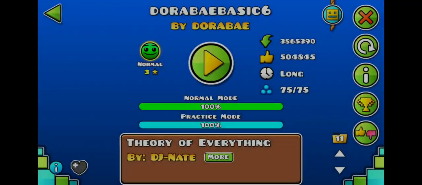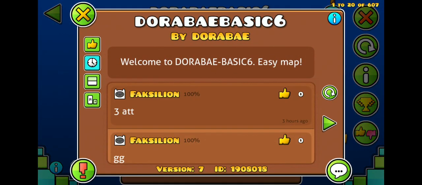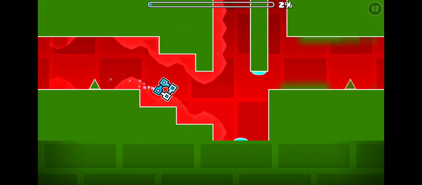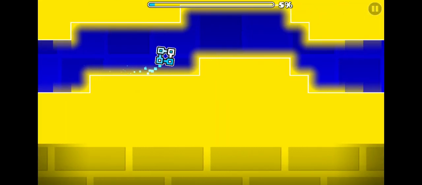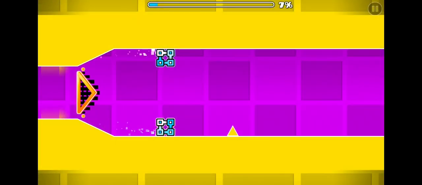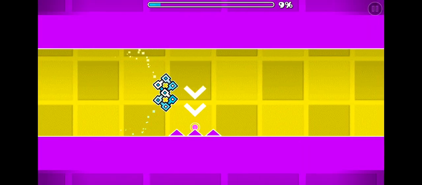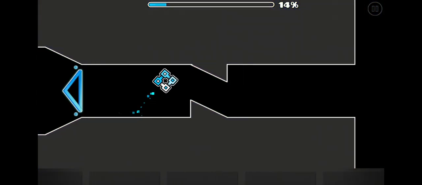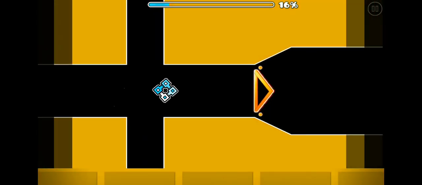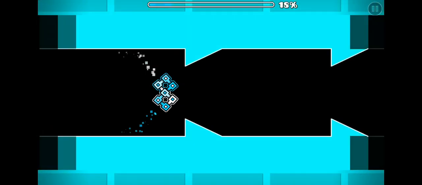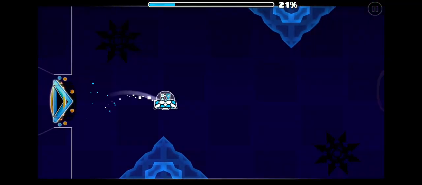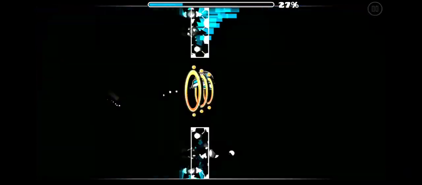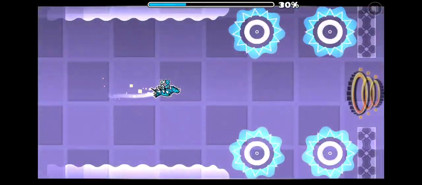Now we're going on to the next level, Dorabaebasic 6. This one is probably one of the easiest Dorabaebasic levels. He said it was an easy map, but it got normal for some reason, and I don't understand that, but I guess that's just how it is. I'm not sure when this was made. I think that maybe it was 1.7 or 1.9. I'm not sure. Tell me down in the comments if you know.